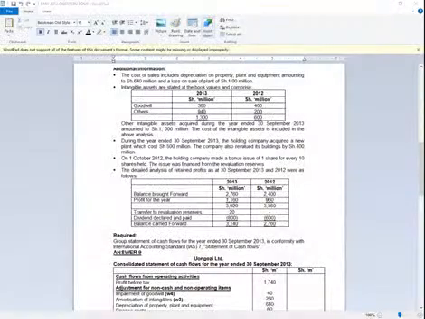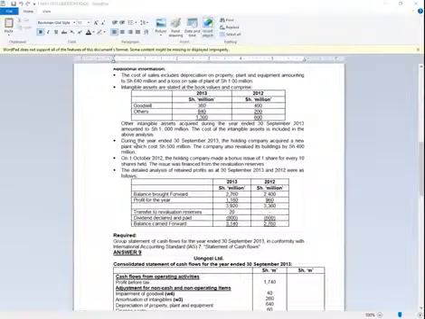What else are they telling us here? Let's check this closely. You have to be very bright whenever you are handling this kind of question. If you're not bright, you'll not be able to get much. Now, when you read this next statement, during the year ended 30th September 2013, the holding company acquired a new plant. This is PPE acquired.